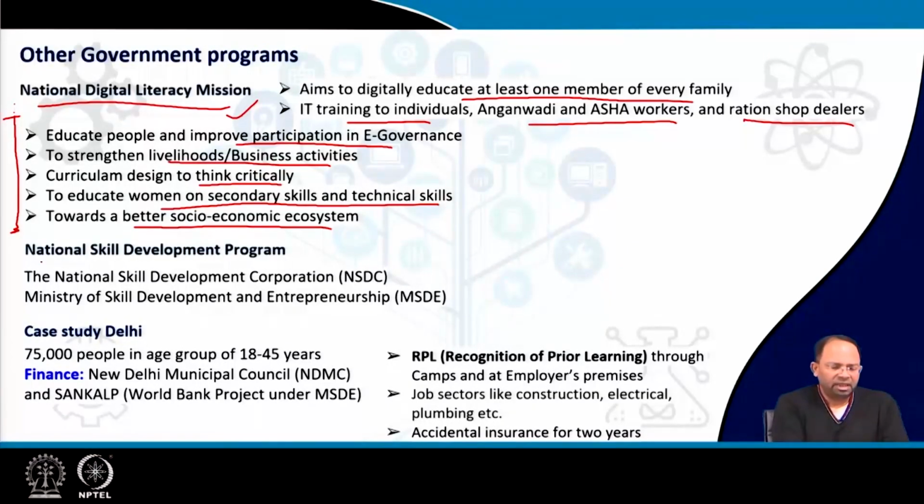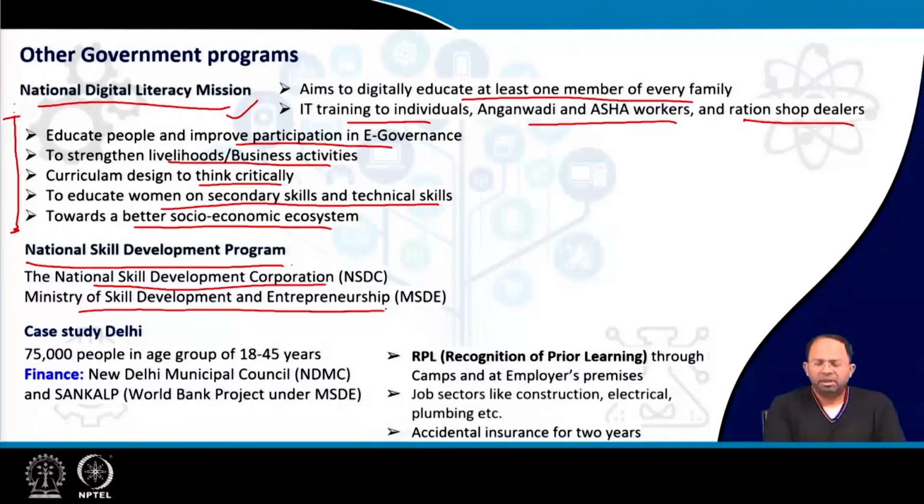Then along with that, we have the National Skill Development Program. We have discussed this earlier. This is run by the National Skill Development Corporation along with the Ministry of Skill Development and Entrepreneurship. So, one case study in Delhi, for example, 75,000 people in the age group of 18 to 45 years are being targeted. This entire program is financed by the New Delhi Municipal Council and Sankalp through a World Bank project under this Ministry of Skill Development and Entrepreneurship.